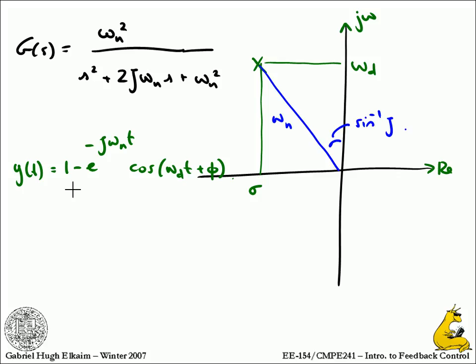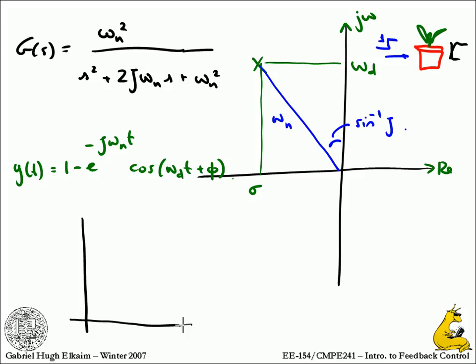So I took my plant, which is the omega, then the square root. This whole thing is the plant, and I put in a unit step, and what I get out is going to look like a characteristic step response. In fact, here is time.